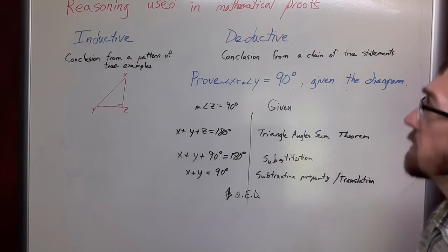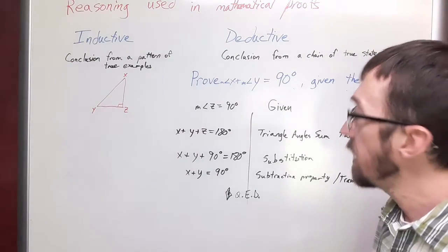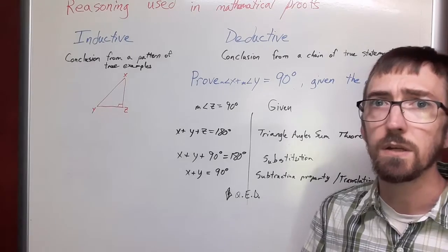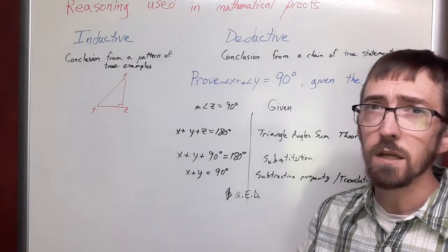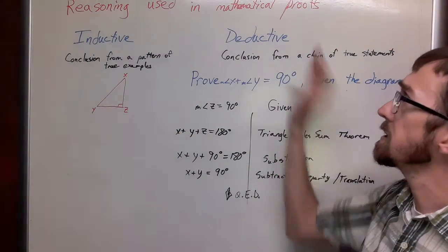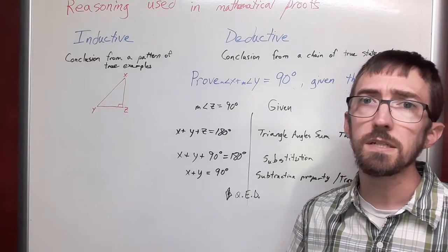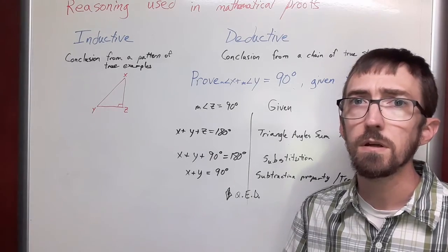So this is deductive. This is the thing that you see most often in your high school geometry class. Hopefully this was helpful in disambiguating and helping you understand the difference between inductive reasoning and deductive reasoning, and helping you understand these proof techniques and what it is that we're doing to get from one place to another.